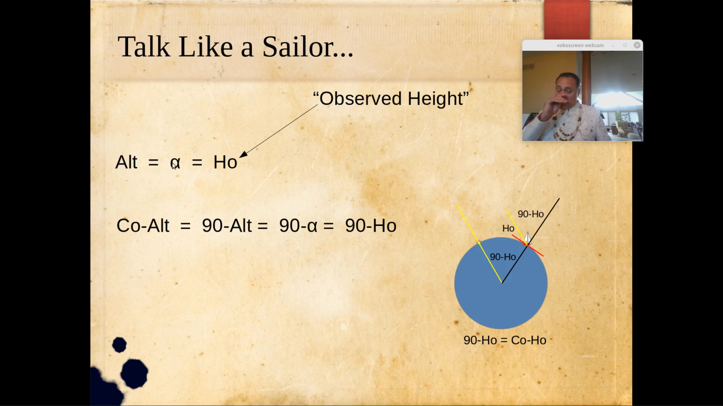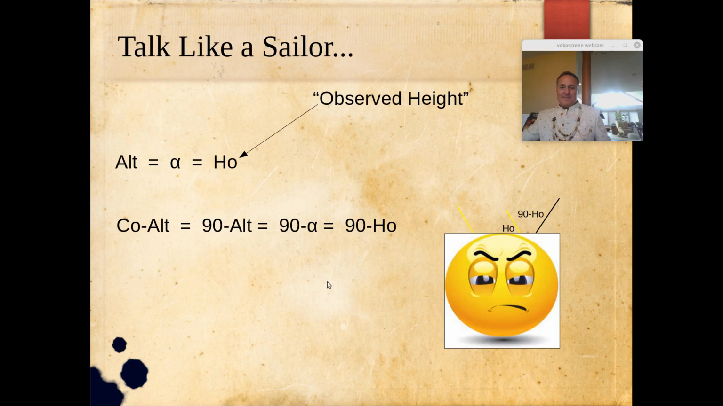And that's all fine and dandy in geometry and astronomy, but sailors like to call this the observed height. I'm sorry, but yet another term to learn. And so if this is the observed height, this is the co-observed height, the co-altitude. And this is also the co-altitude at the center of the Earth, as we've said before. So the co-altitude, when I say it, just means 90 minus the altitude, or 90 minus the observed height. So get used to Ho, observed height, in the parlance of navigational speak.